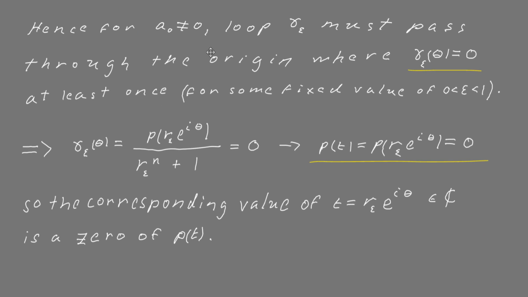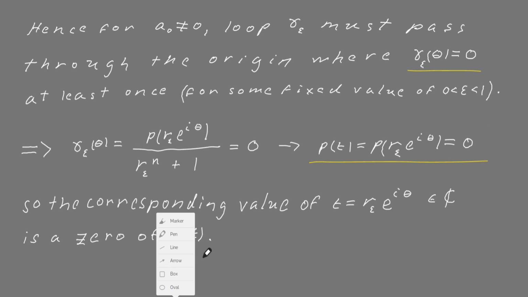So to sum this up, for a0 not equal to 0, the loop gamma sub epsilon must pass through the origin where gamma sub epsilon of theta is equal to 0 at least once. And that'll be for some fixed value of epsilon between 0 and 1. And when that happens, you have this condition over here, gamma sub epsilon of theta is equal to 0. And when you have that condition, you have p being equal to 0. So the corresponding value of t from over here is going to be a 0 of p of t.